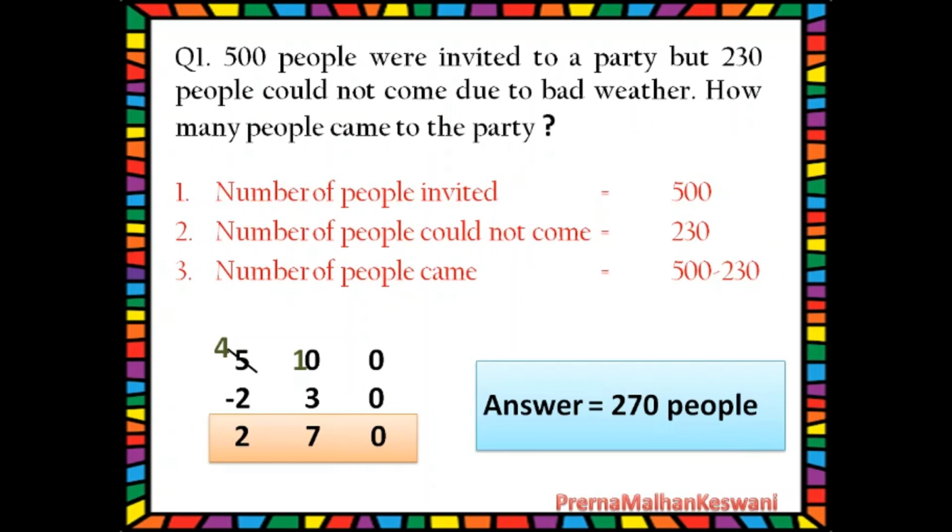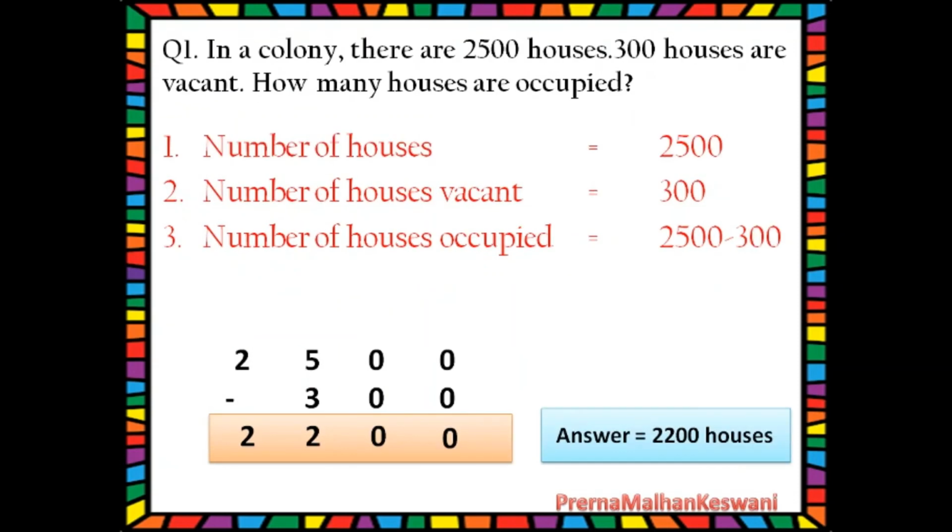Now let's move to the last question. In a colony, there are 2,500 houses. 300 houses are vacant. How many houses are occupied? So the first step will be number of houses, which is 2,500. Now read the second statement given in the question. 300 houses are vacant. So step number 2 will be number of houses vacant, which is equal to 300.